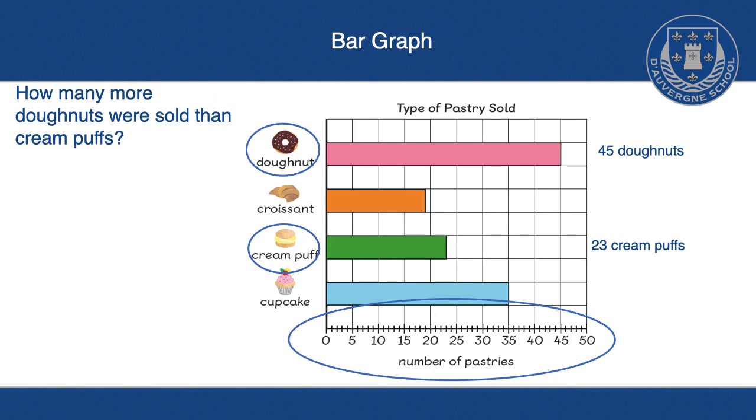Now, because we're wanting to see the difference between how many donuts were sold in comparison to the cream puffs, we're going to be using take away. We're going to use a number sentence that involves taking away because we're finding the difference between the two. So, I will have 45 donuts, take away 23 cream puffs.